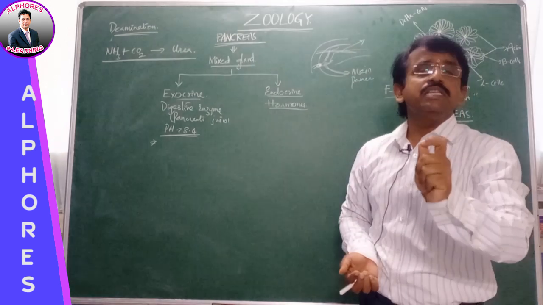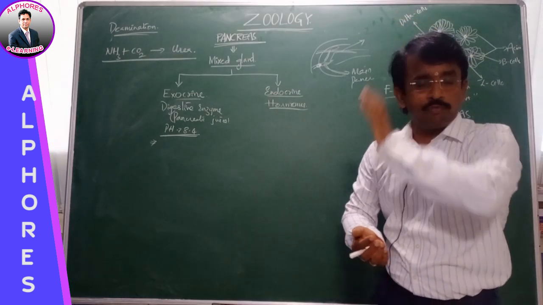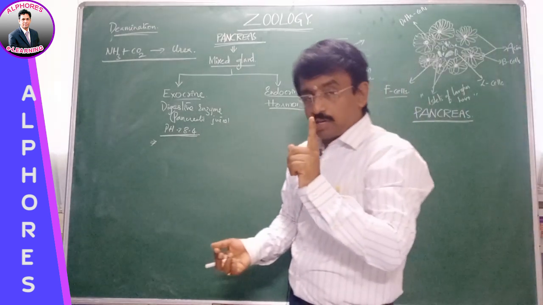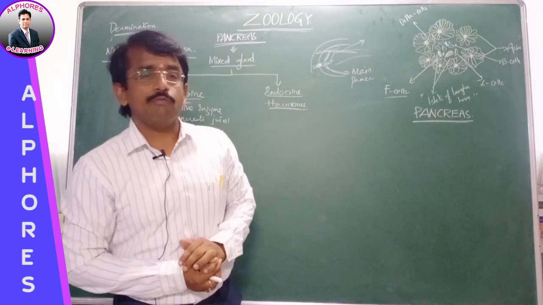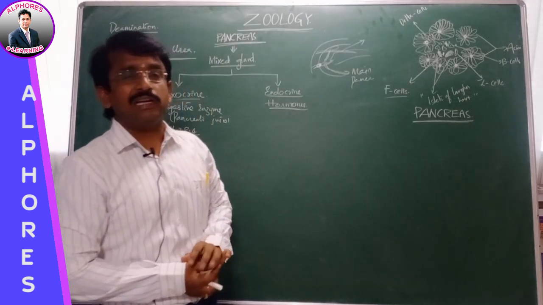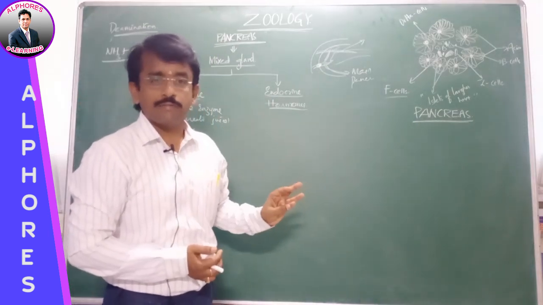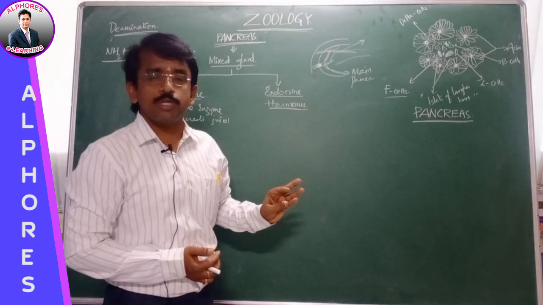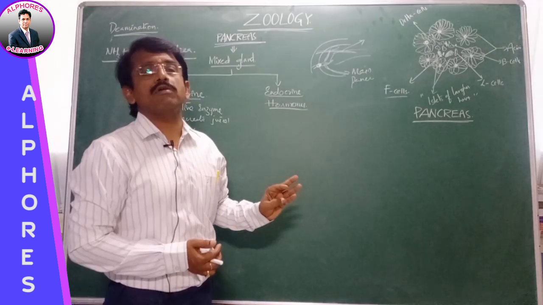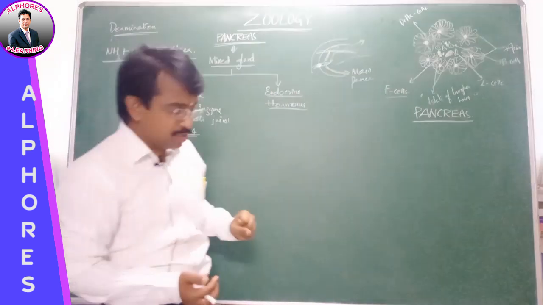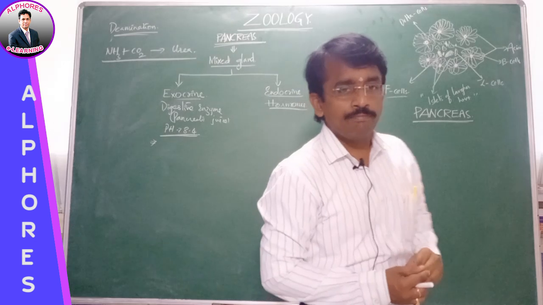However, these are present in an inactive form. Trypsin is in the trypsinogen form. Wherever we come across the suffix "-ogen", it is inactive. Trypsinogen, chymotrypsinogen, and procarboxypeptidase are the inactive forms of enzymes in the pancreatic juice.